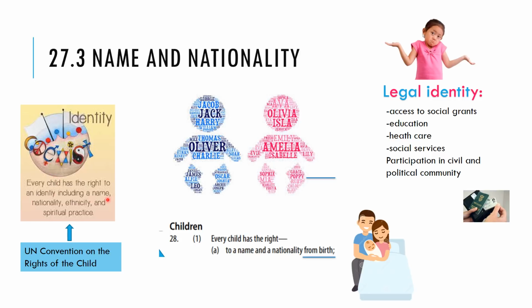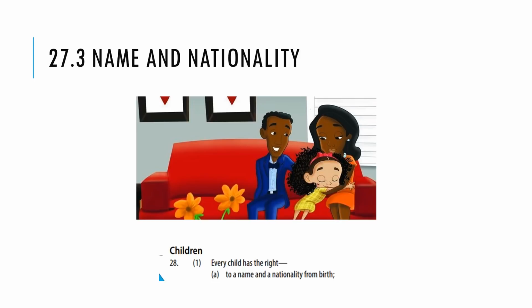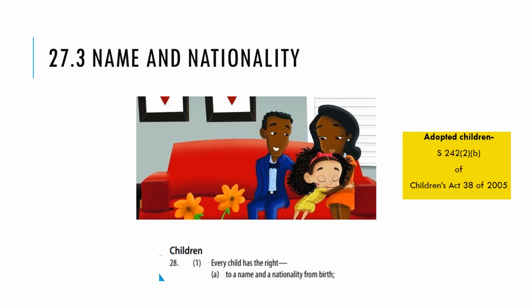This right can again similarly be found in the UN Convention on the Rights of the Child, which states that every child has the right to an identity, including a name and a nationality. Now, a name and nationality is especially important in the case of adoptions. Section 242, subsection 2(b) of the Children's Act 38 of 2005 provides that an adopted child's surname at birth is to be changed to that of the adoptive parent or parents, unless the court orders otherwise.